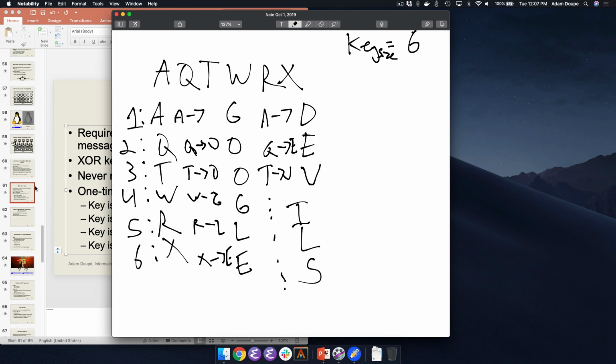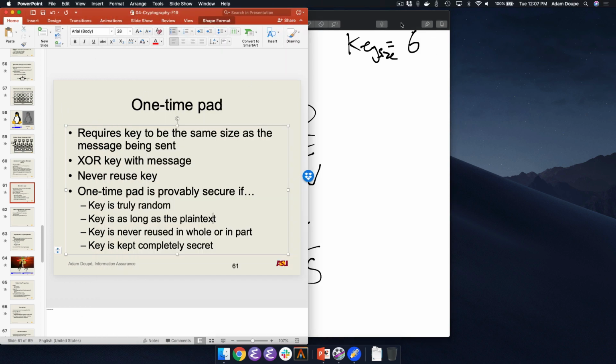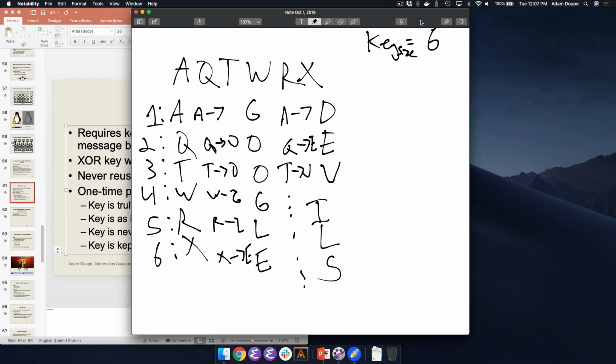So this is the basic theory behind the one-time pad. Here we have a key size that's the exact same size as our ciphertext. Now if we use that to encrypt the message, then all possible plain texts are equally likely, and there's no way for them to know which one it actually is.